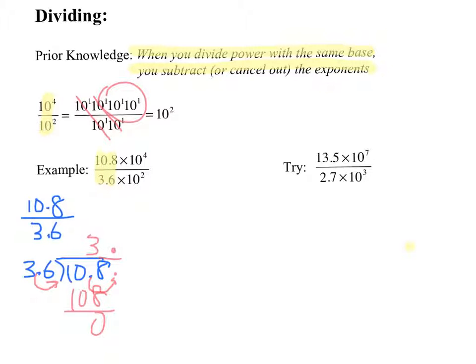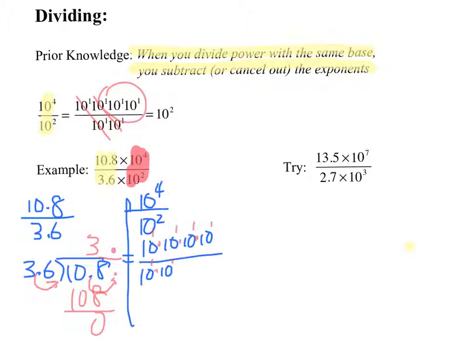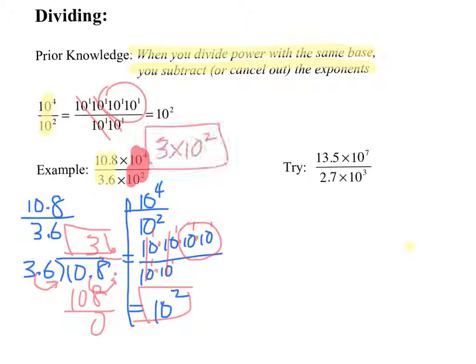And the second half of the problem will be 10 to the fourth divided by 10 squared. The first step here is to break down the powers into the power of 1 and then cancel out the numbers. This leaves you with 10 squared. So the answer will be 3 times 10 to the second power.